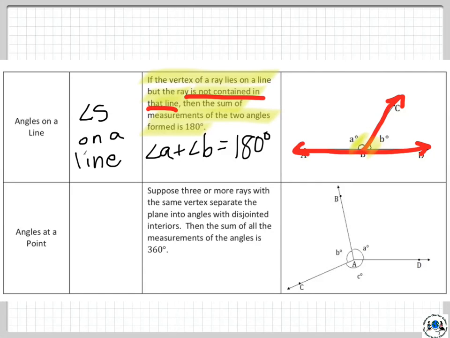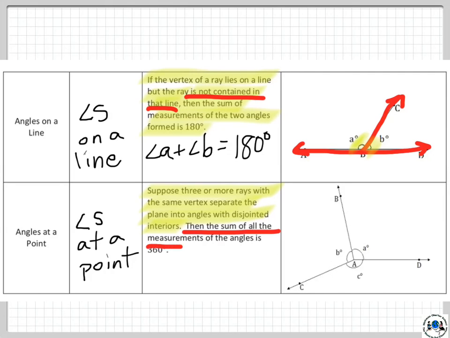Angles at a point, and again we did this one as well. Angles at a point. So suppose three or more rays with the same vertex separate the plane into angles with disjoint interiors. Then the sum of all of the measurements of the angles is 360.